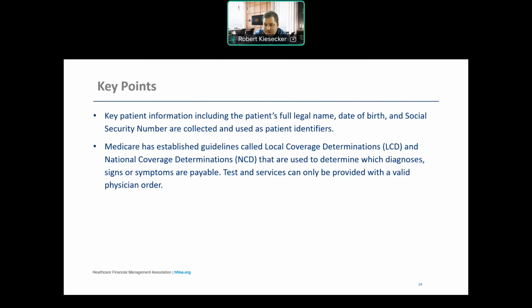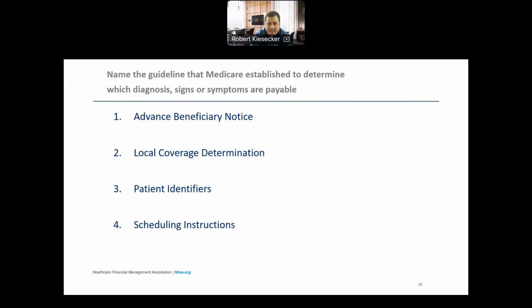Make sure that within these, the key patient information is included. Patient's full name, date of birth, sex, and social security numbers are all collected and used as patient identifiers throughout this. Okay, so now we're going to test some knowledge. Name the guidelines that Medicare established to determine which diagnosis, signs, or symptoms are payable.